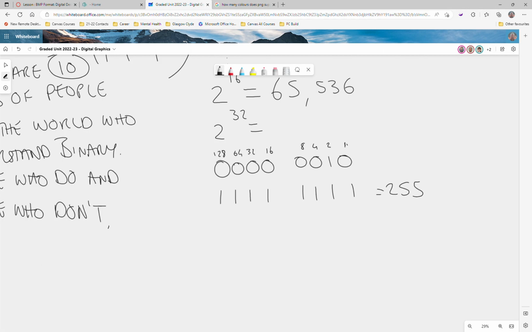The trick here, though, is that it can hold 256 values, because it starts at 0 and goes to 255. 0 is the first value, 255 is the 256th value. Right? So if I was to ask you to count to 10, go.